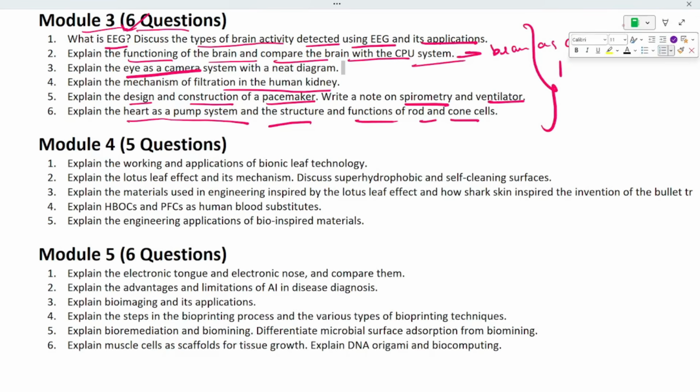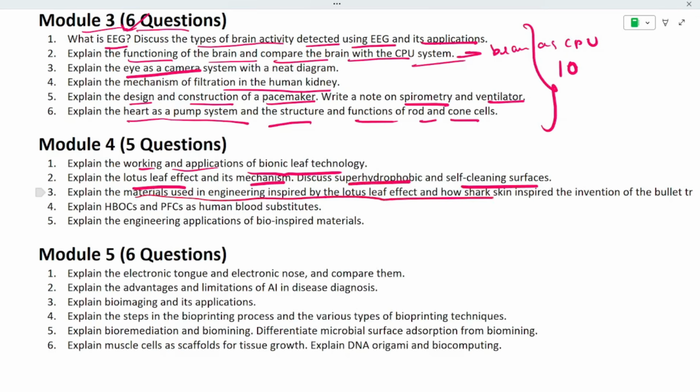If not 18 plus, even if you skip some and are not perfect in any answer, you can score at least 10 marks. Okay, next is the working and applications of the bionic leaf, how it works, the lotus leaf effect and its mechanism, and super hydrophobic and self-cleaning surfaces. Explain the materials used and how the shark beak inspired the bullet train. Okay, it's not shark skin, it is the beak.